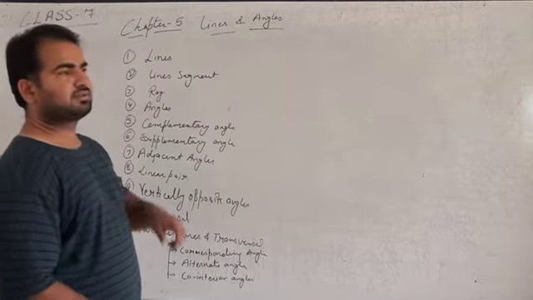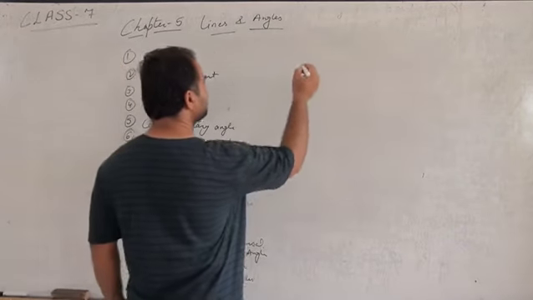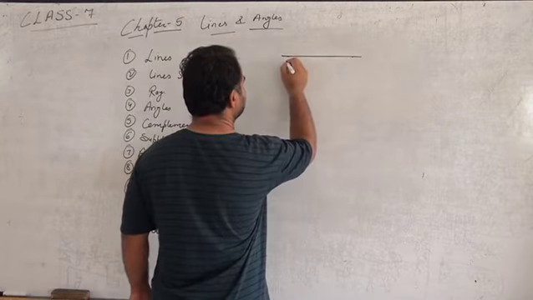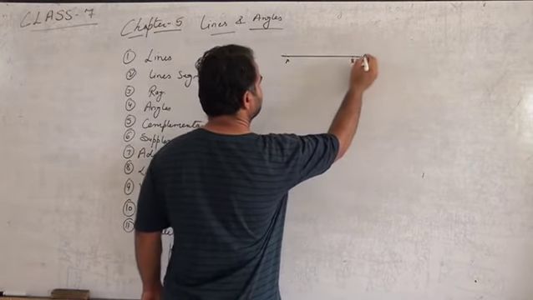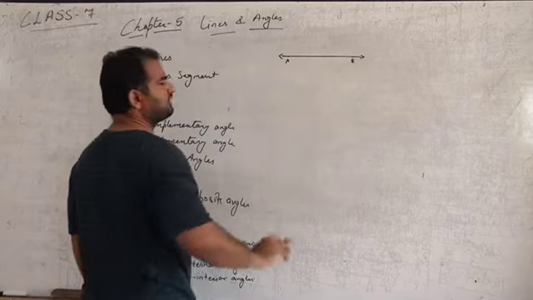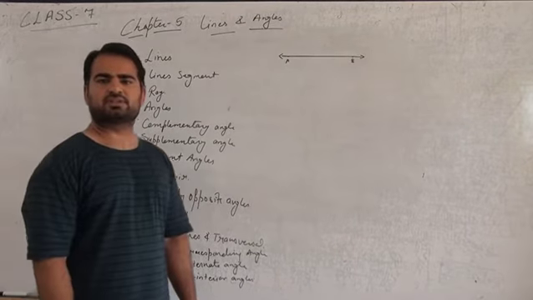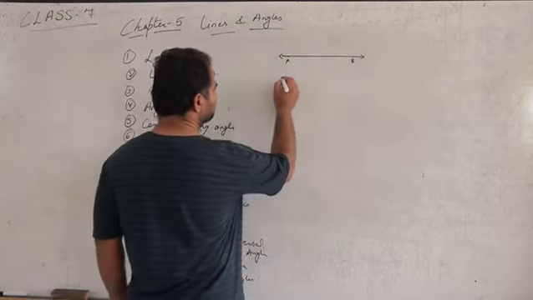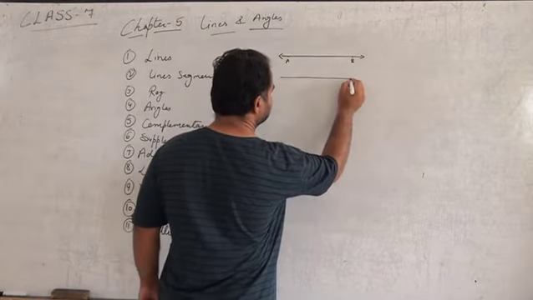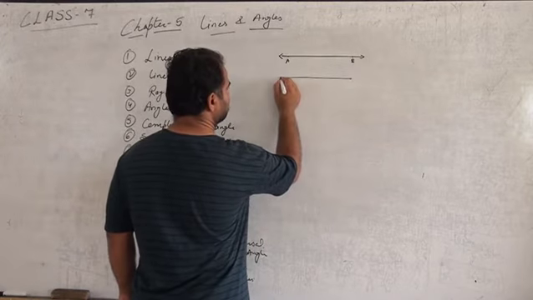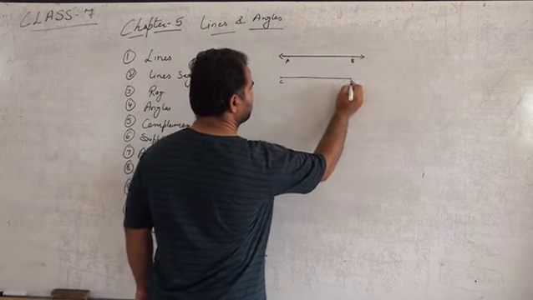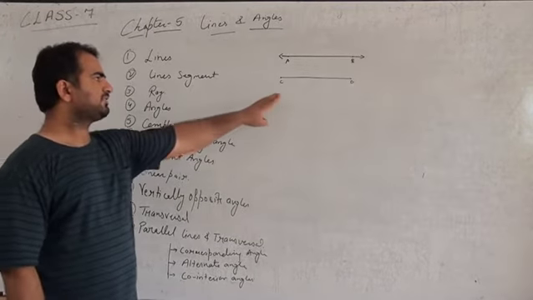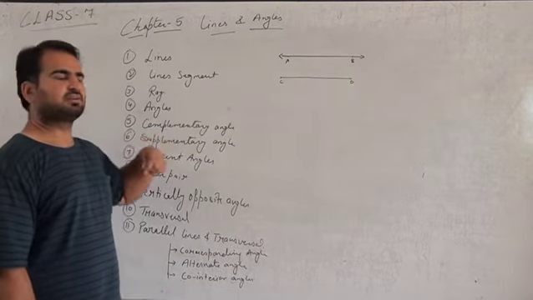What is a line segment? So first of all, I am drawing a line. How to represent a line? This is line AB, and this arrow shows that it can be extended in both the sides. Now, what is a line segment? A line segment is just a part of a line of some definite length, CD. A line which has a definite length is known as a line segment.